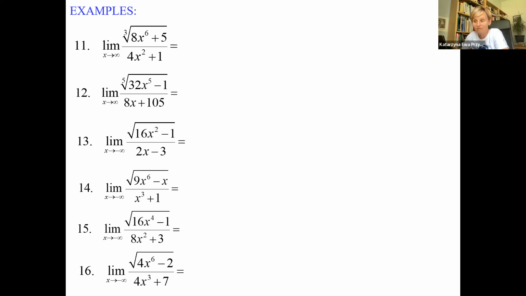Limit at infinity of the ratio of these two functions, cube root of 8x to the power of 6 plus 5, over the quadratic function 4x squared plus 1. Computing limits at infinity, we're focusing on the leading terms only. That means this is the leading term and this is the leading term. Let me simplify, and I will just put cube root of 8x to the 6 over 4x squared, because we learned that algebraically the other terms will disappear. They are not significant at infinity.